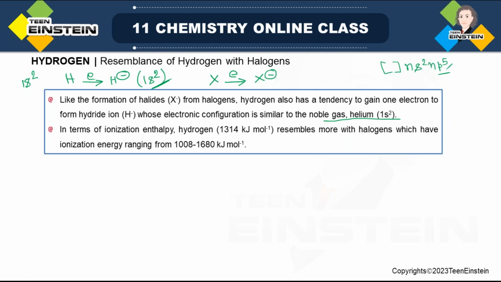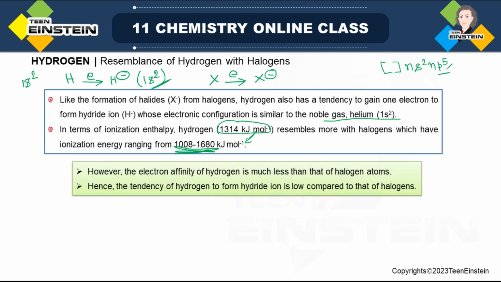In terms of ionization enthalpy, this value you have already seen in the last slide. And what about the ionization energy of halogens? This is the range. You can see the value is close, it falls in this range. In the previous case, you saw the difference with alkali metals. For alkali metals the values are so low, but for hydrogen it is greater than 1000. But in this case, it is close. So this is the resemblance with halogens.